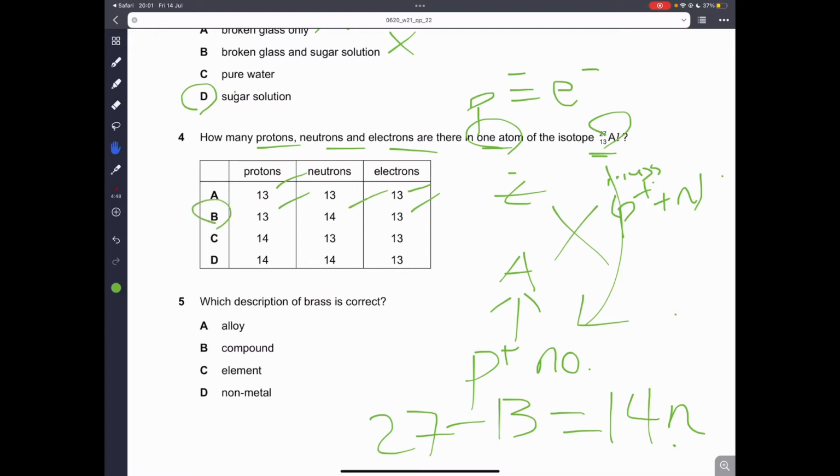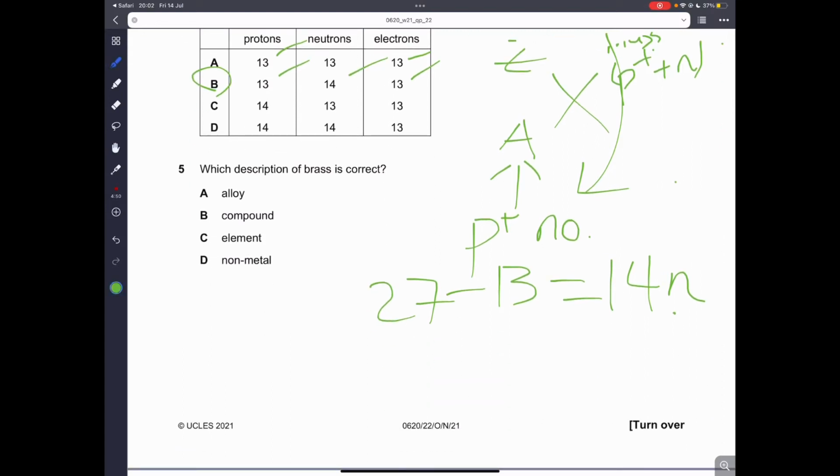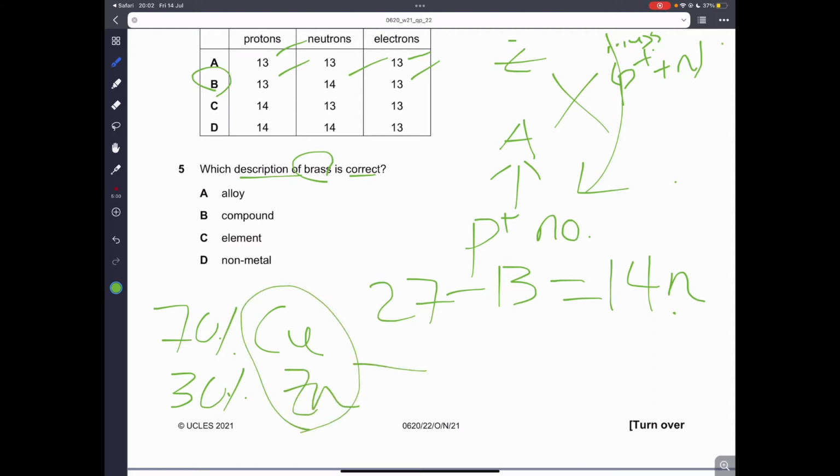Question number 5, which description of brass is correct? Now remember, brass is made out of 70% copper, 30% zinc. Because these two are metals, it is a mixture of two different metals, and therefore it is an alloy. And that is the definition of alloy, a mixture of metals. You have to learn that by heart.